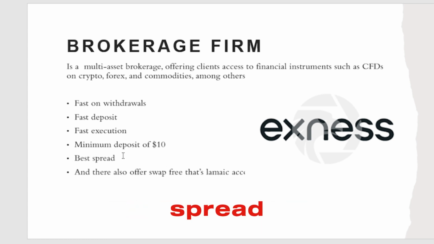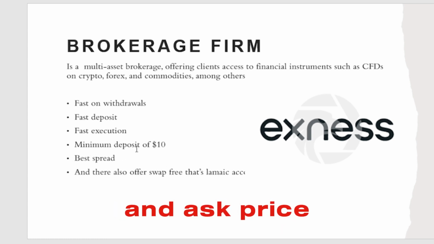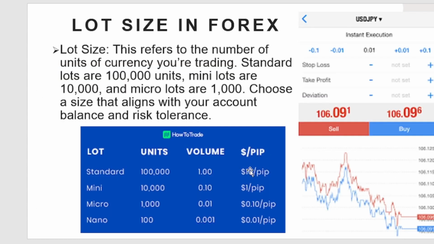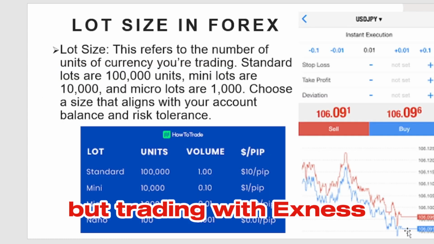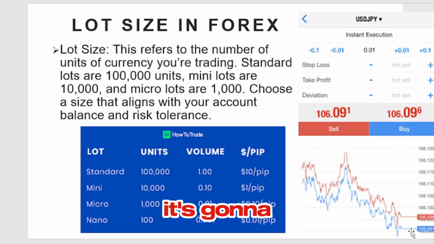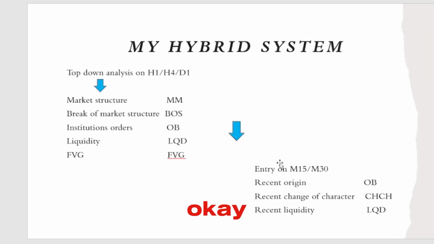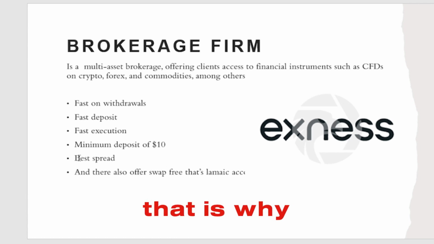Remember when we talked about spread, it is the difference between a bid price and an ask price. That space between them, that space here, is what we call the spread. But trading with Exness, you're going to have zero spread. Here it's going to be just one thin line. That is why they have the best spread in the industry.